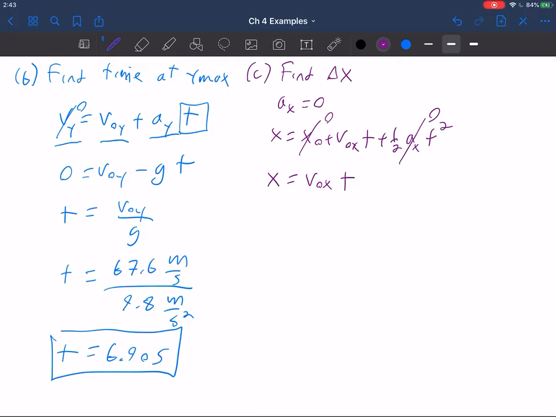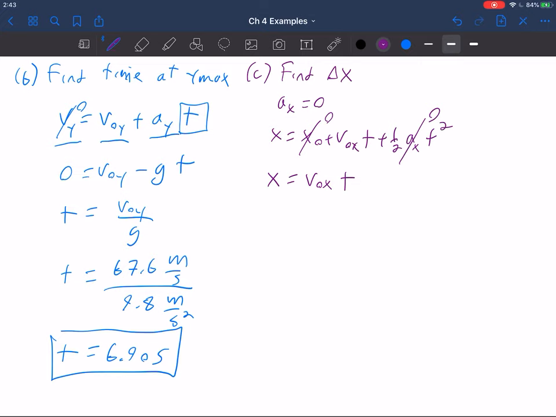Okay, and so this is always going to be the case with this type of problem. What determines how long the projectile is in the air for is the motion in y. But if we want to figure out how far it's gone in x during that time, we can use just the fact that we have constant velocity in x. If we're moving at some speed for some amount of time, we can figure out how far we've traveled.